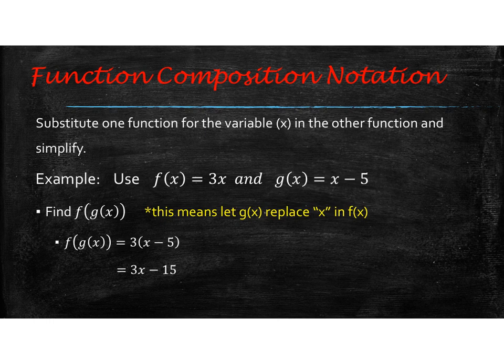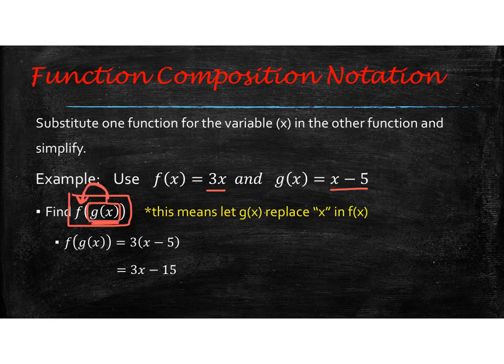If I take this function, so I'm going to use f of x equals 3x, and I'm going to use g of x as equal to x minus 5. This is the kind of notation that you're going to see right here. Now the way we say this is we say f of g of x. And so what this means is that we're taking this g of x and we're substituting it into the f function, okay? So you're always going to take the inside and substitute it into the outside.